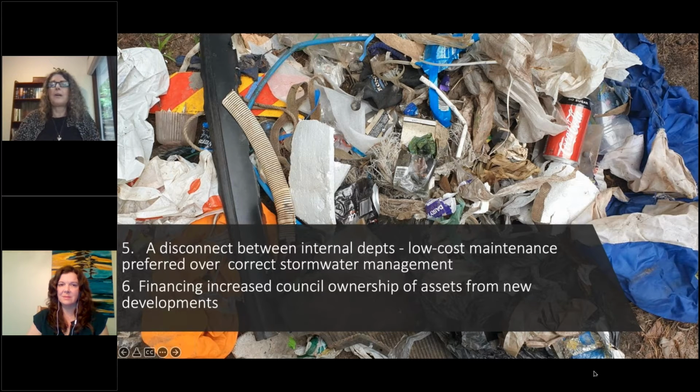So one of the things that I'm finding down here in New South Wales is that some councils are actually now starting to ensure that in the DA there is a clause that the property owner actually has to take on the maintenance of that stormwater. And then it's up to the council to obviously inspect that and make sure that that's happening. And also financing increased council ownership of assets from new developments. That kind of is clicking in with my last one.